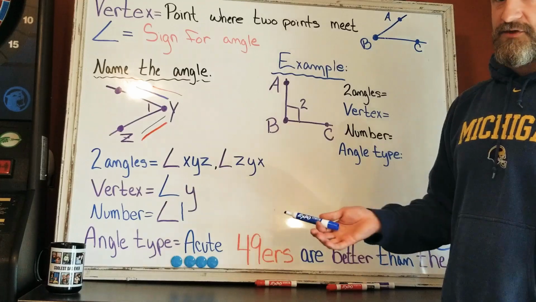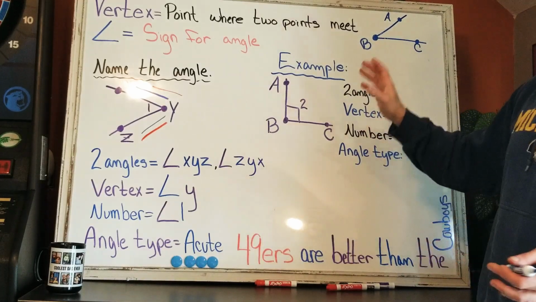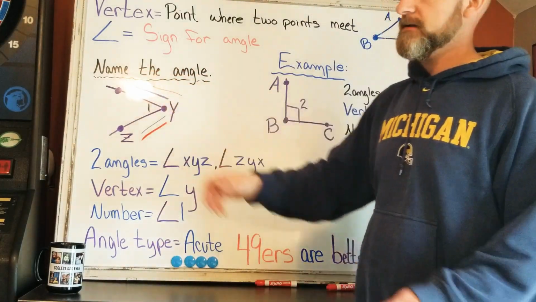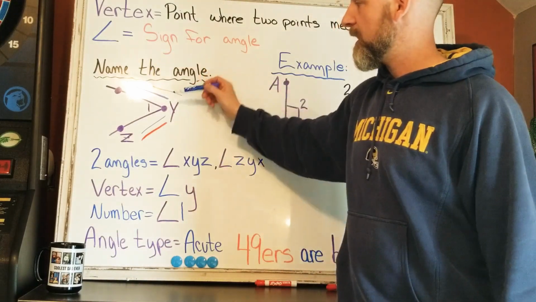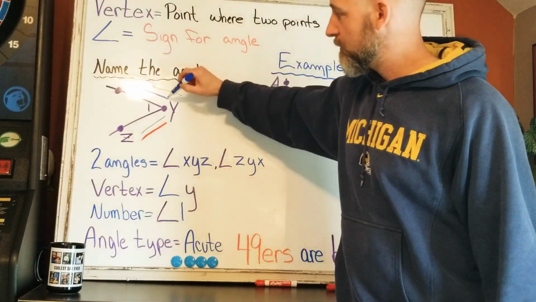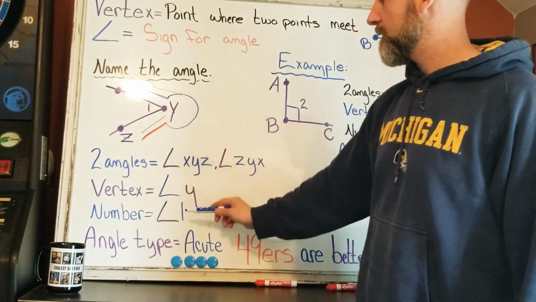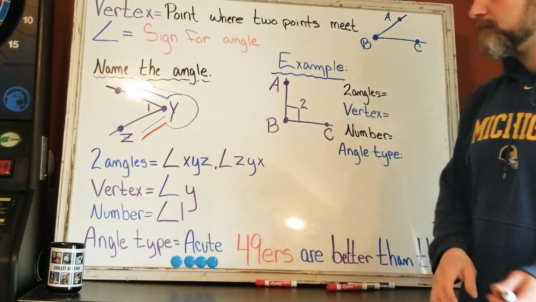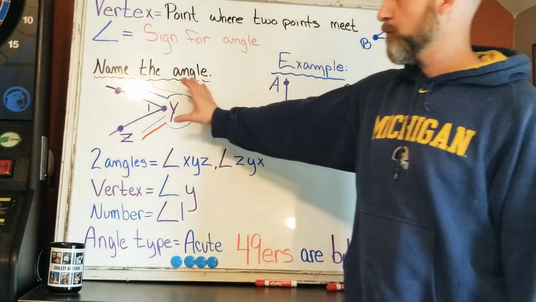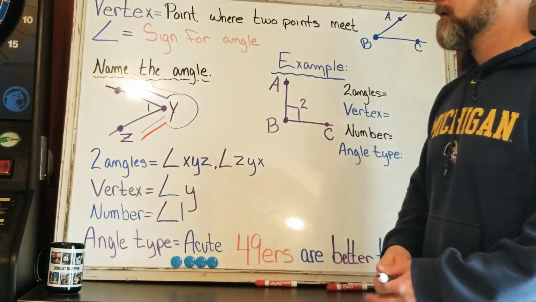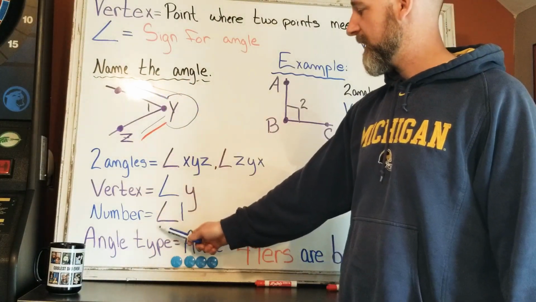Now the vertex of this one, very similar to this one. Where do these points meet? So we have X to Y and Z to Y. So our vertex of this problem would be Y. Now the number of this angle. What is the number that we see inside? We see a 1. So our angle 1.